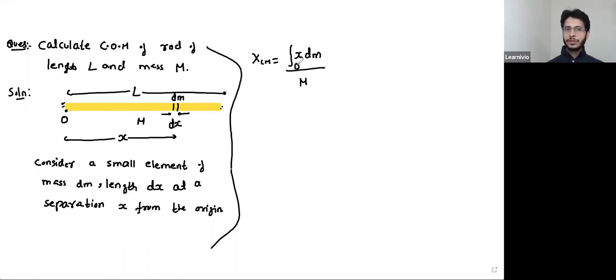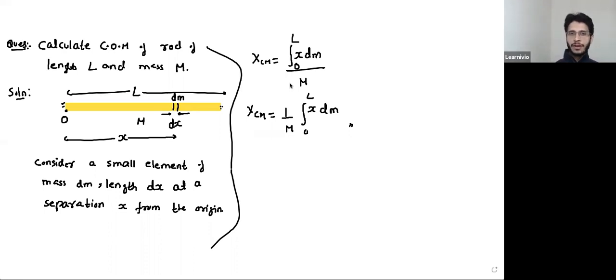So the limit of x will be from the origin to this end. Origin means x is 0. This end means x is L. So the x coordinate of center of mass comes out to be 1 by M, integral from 0 to L, of x dm. But this is not solvable. This particular integral is not solvable. There is a problem with this integral.